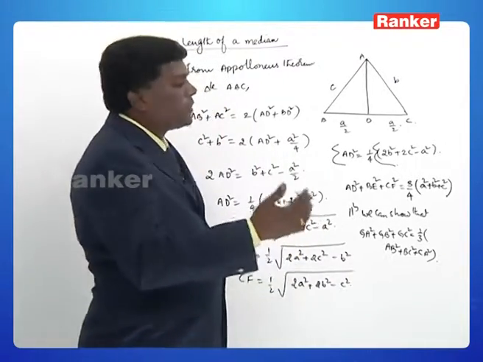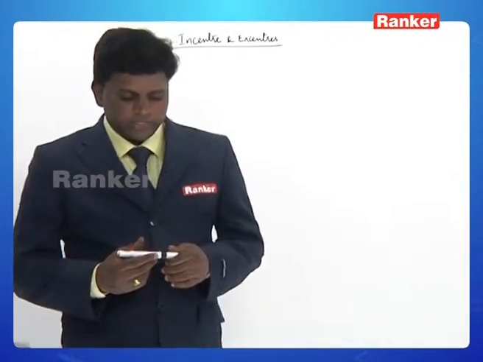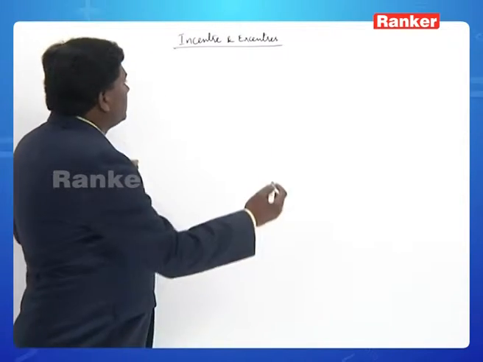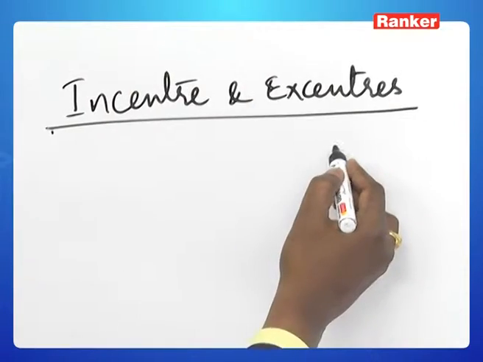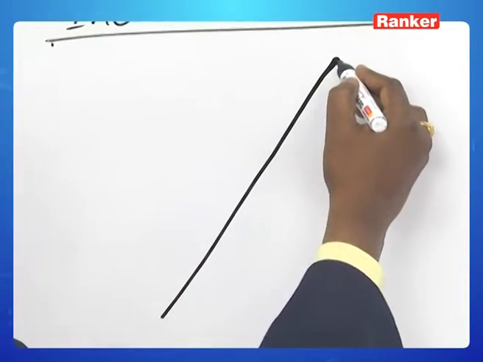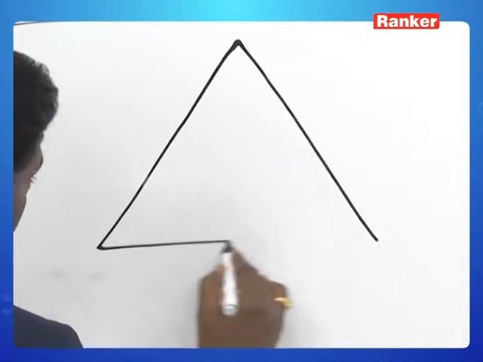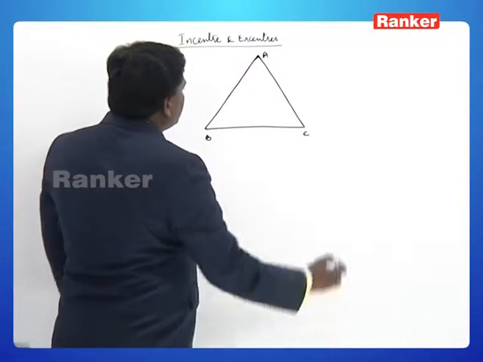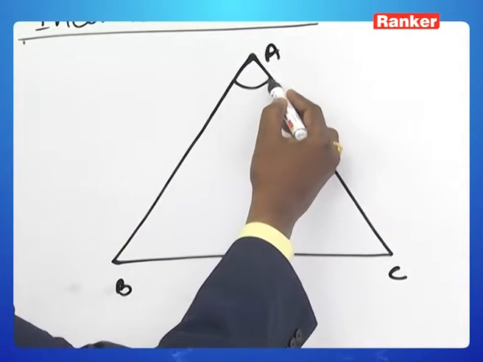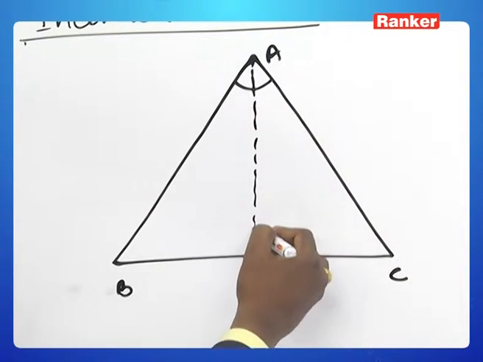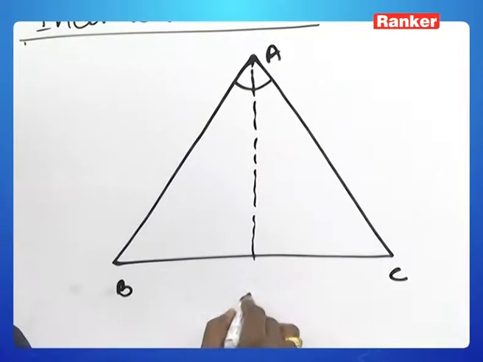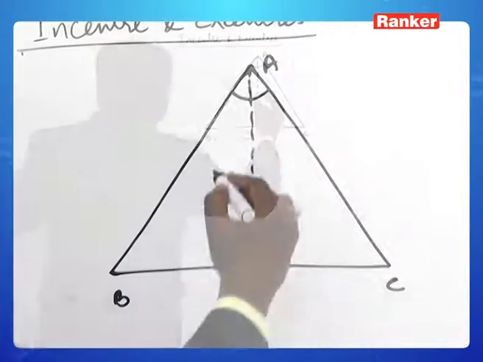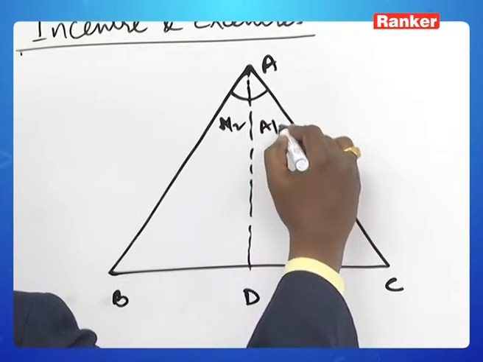Now let us focus on one more concurrent point in a triangle. Now let us see the other important points of concurrence in this triangle. Coming to the incenter and excenters, in a triangle ABC taken randomly, suppose you are taking the internal angular bisector of A, this is A by 2, A by 2.